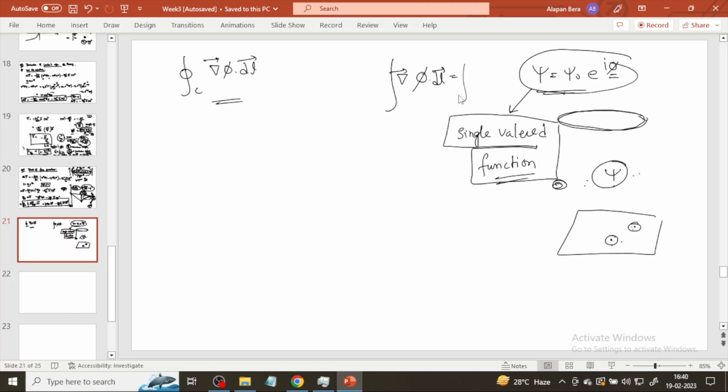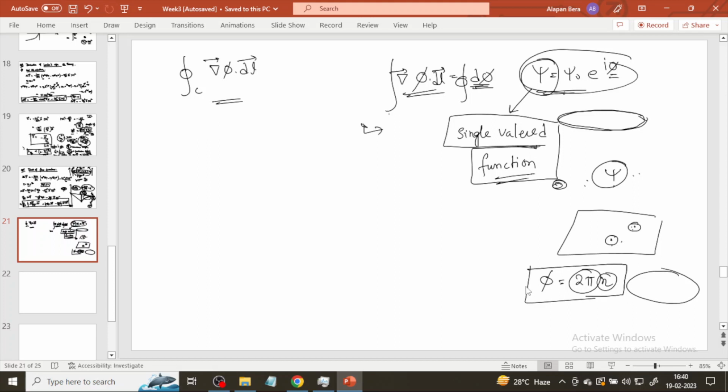This gives us basically d phi. So when we take the change of phi along a closed path, the single valued nature of psi implies that phi can only change by some integer times 2 pi along a closed path. When this condition is satisfied, only then can psi be a single valued function. Otherwise, it cannot be. You can check or verify this later. So doing this integration, we get this.